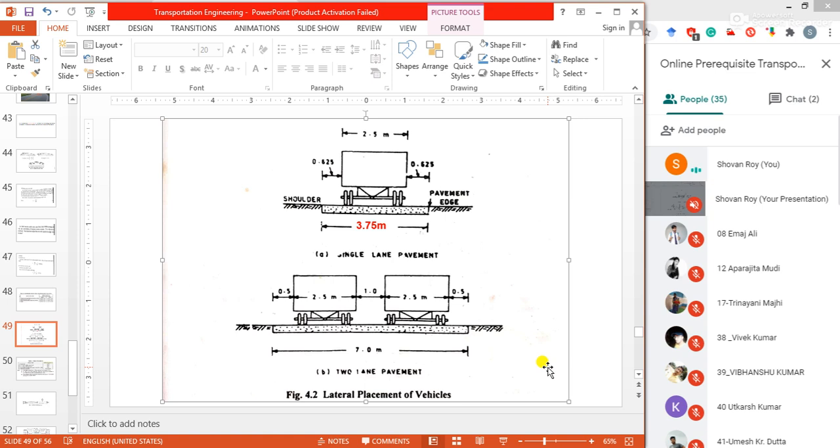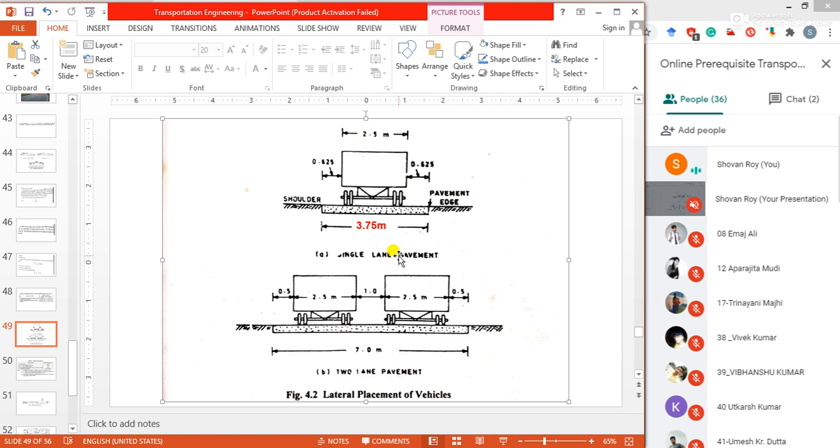The width of a single lane should be 3.75 meter as per Indian researchers. So 3.75 meter is considered desirable for a road having a single lane for vehicles of maximum width 2.44 meter. Normally our vehicle width is maintained at 2.44 meter in India, or simply we can say 2.5 meter. So if our vehicle width is 2.5 meter, then our road width should be 3.75 meter for a single lane. Okay.